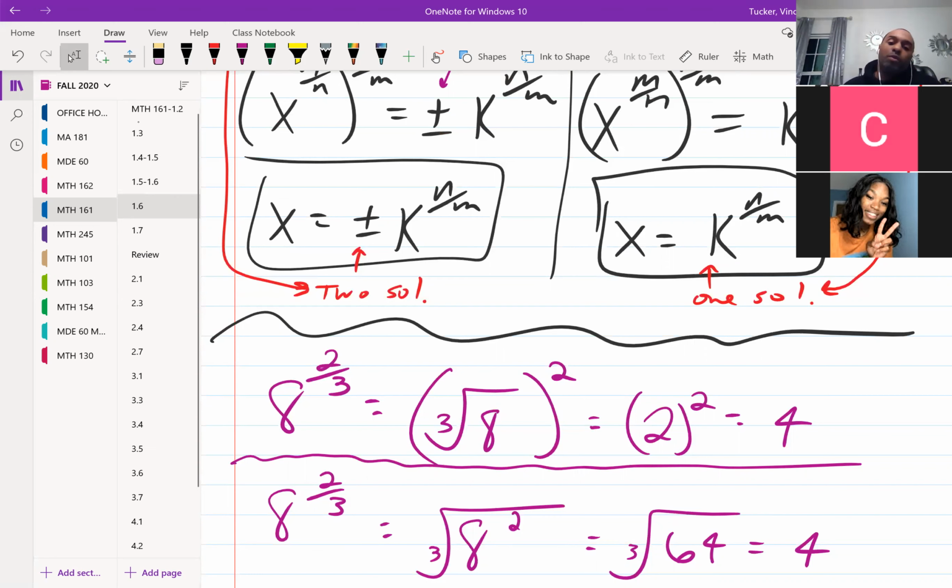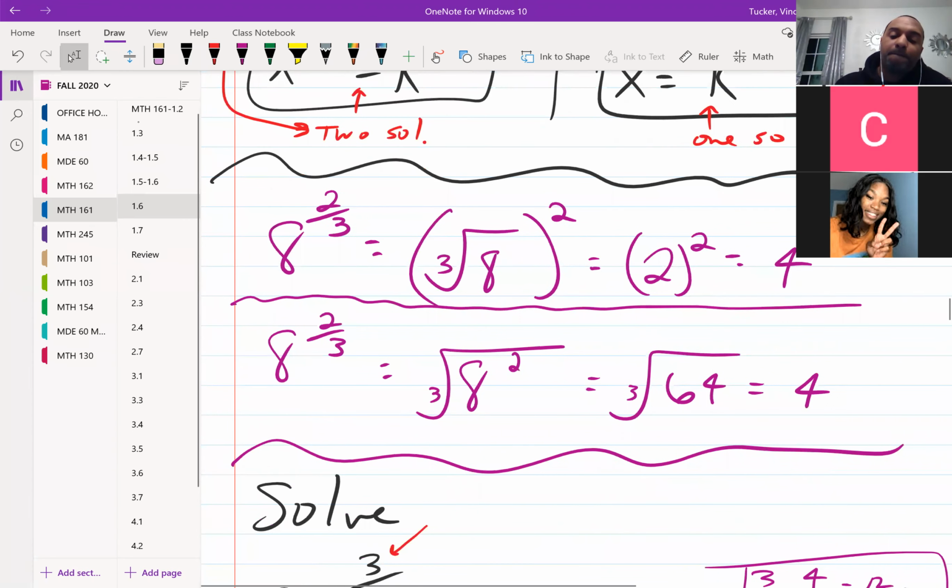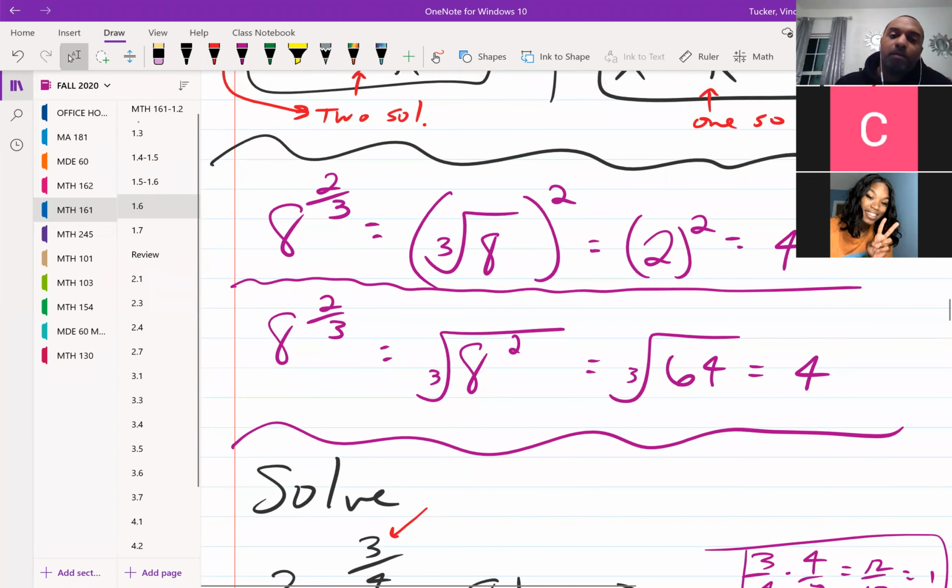So notice the cube root of 8 is 2, and 2 squared is 4. But if I were to square 8 first, which is 64, the cube root of 64 is still 4. So either way, you'll still get the same result, as long as you remember the bottom number is your root, the top number is your power. All right.